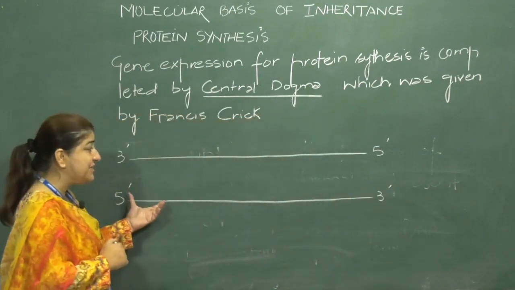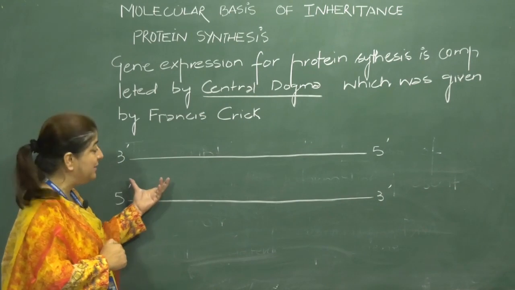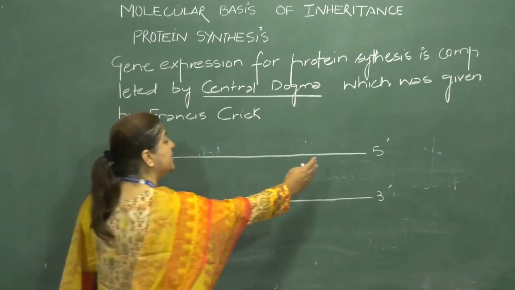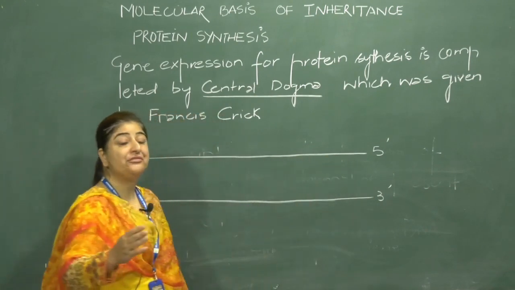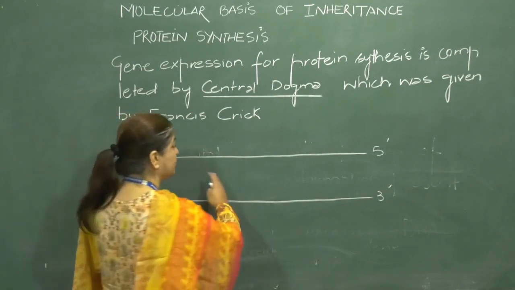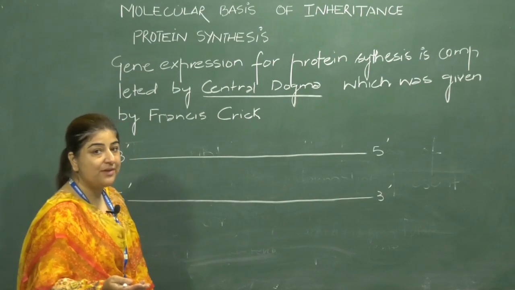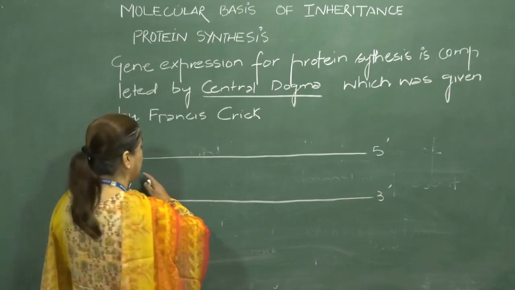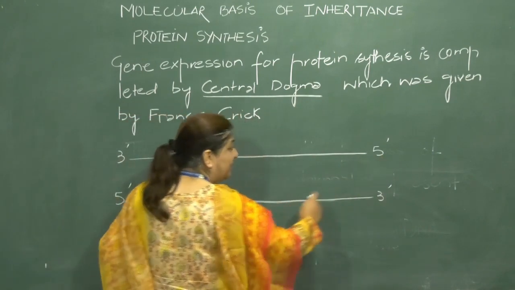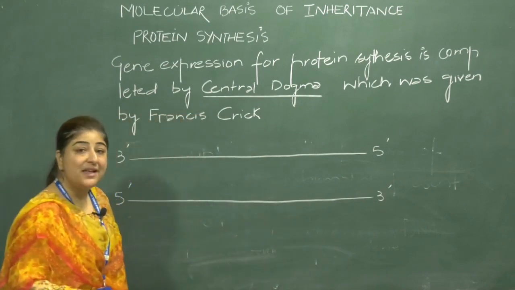Now if this region is to be transcribed, that means if this region contains the information in the form of genes, this whole region needs to be transcribed. When this region needs to be transcribed, it forms a unit that is known as a transcriptional unit.